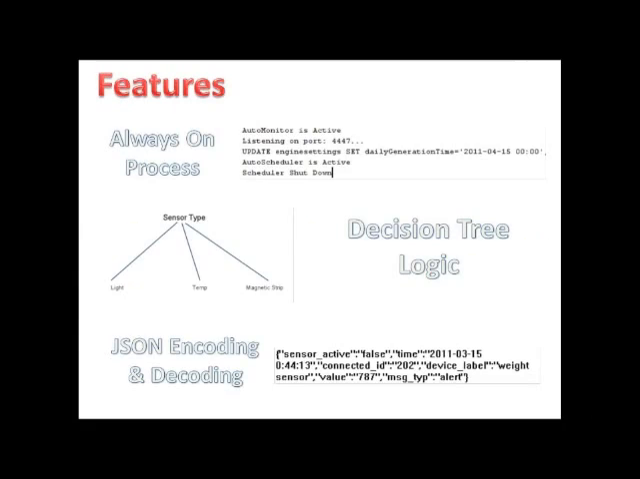The following features are included. It's an always-on process, which listens to breaches posted from the server. A breach is when a degree of change occurs in a sensor. Once a breach has been received, it uses decision tree logic to decide on a course of action. Once a course of action has been decided, it is encoded in JSON, which in turn is passed to the server and activated by the client machine.